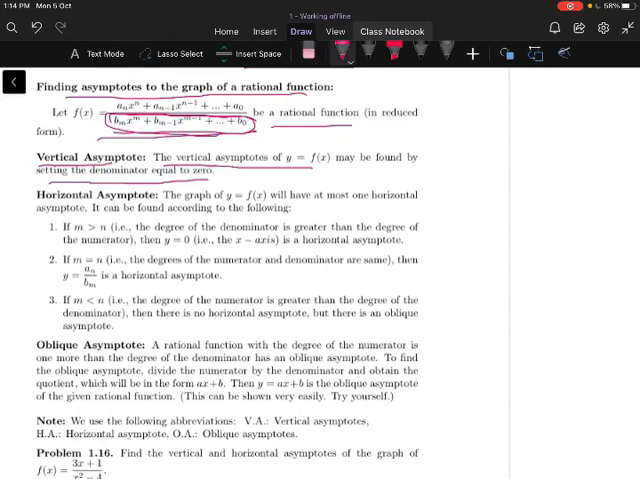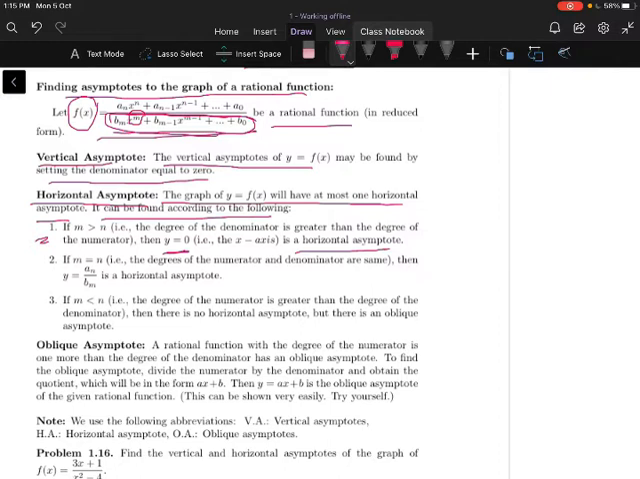To find the horizontal asymptote, the graph y is equal to f of x will have at most one horizontal asymptote. It can be found according to the following. Let us see how we get the horizontal asymptote from the given function. First one: if m is greater than n, meaning the degree of the denominator, what is the degree of the denominator? M here, greater than the degree of the numerator, then y is equal to 0 is a horizontal asymptote.